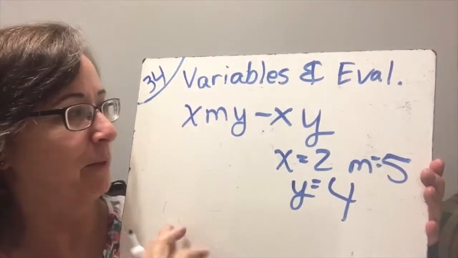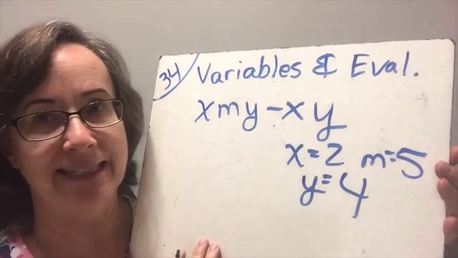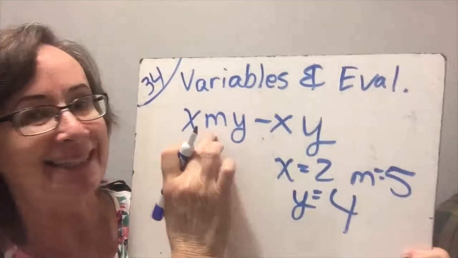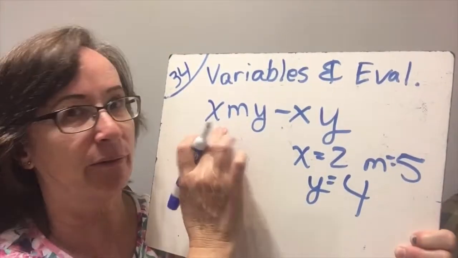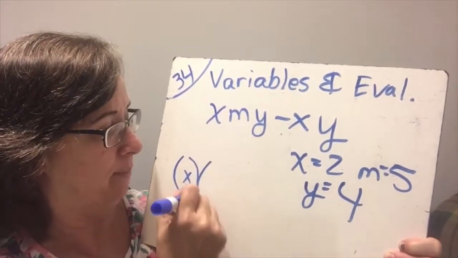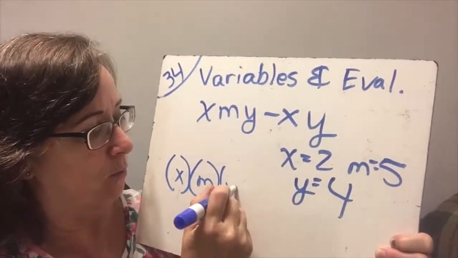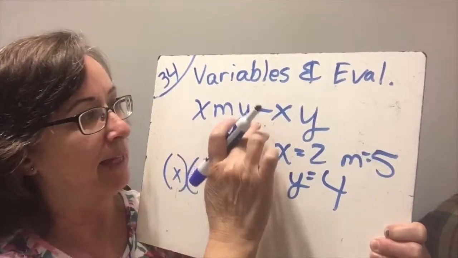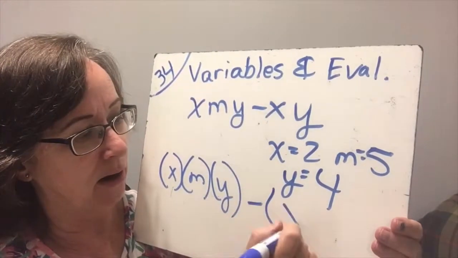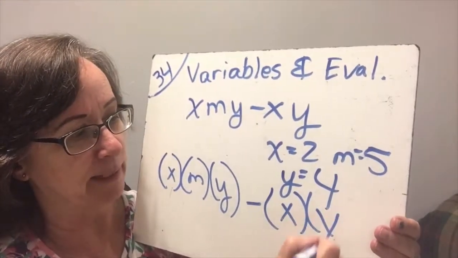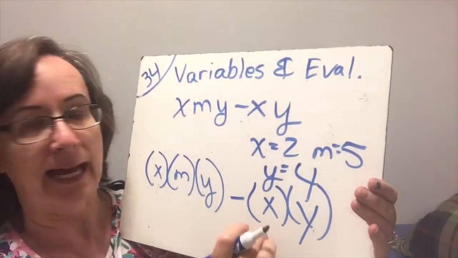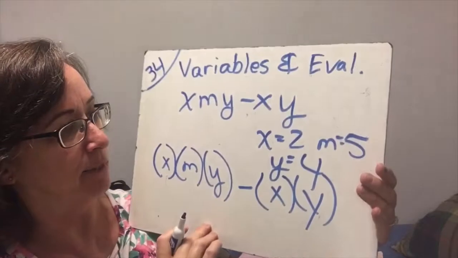This one is a fun one because we have 3 things that we're going to have to substitute in. Now this first one, xmy, that's 3 letters all close together. So it's x times m times y, and then minus, and then x and y are close together, so that's multiplication also. So x times m times y minus xy.